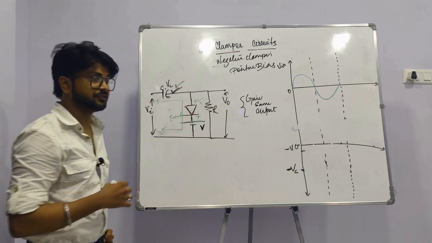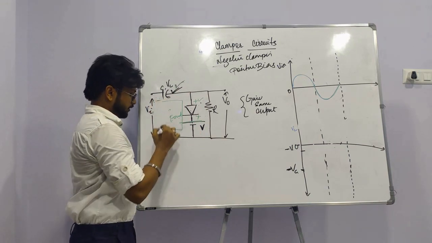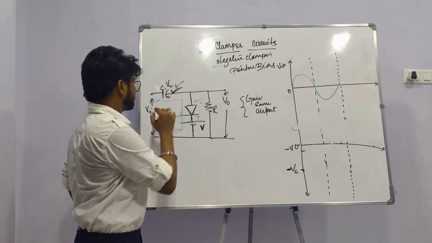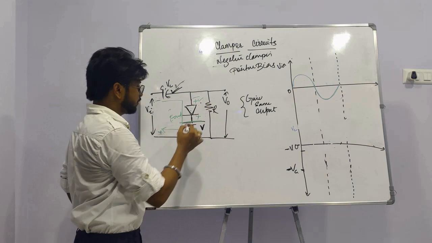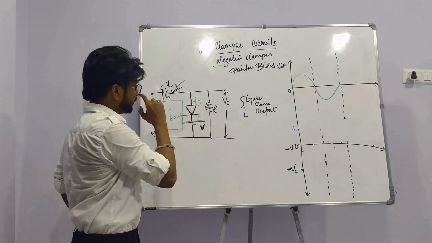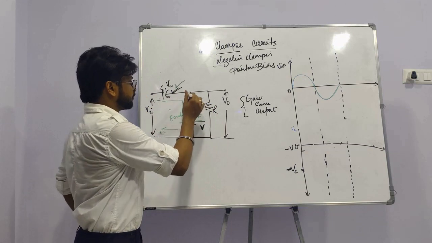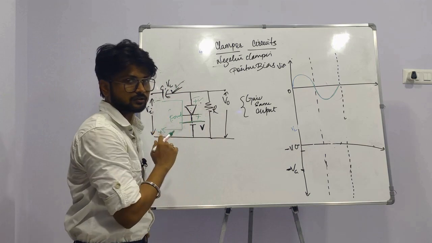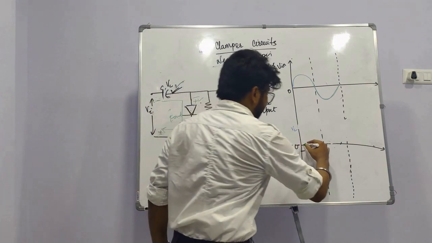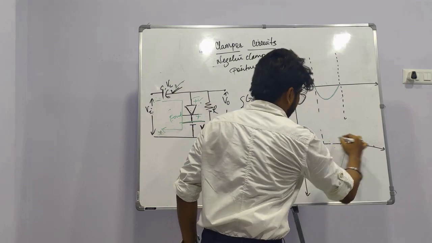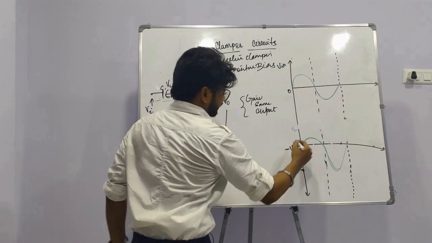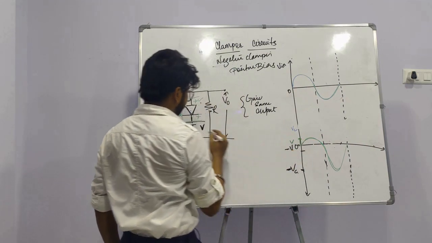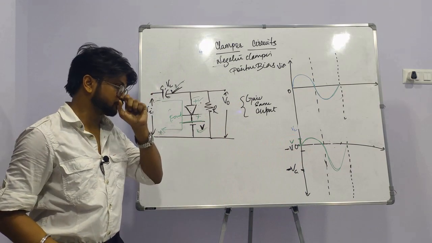And also in the negative half cycle, it remains in forward bias condition because the negative is connected to the positive of the diode and the positive is connected to the negative of the diode. Therefore, for the entire case, the circuit remains in forward bias condition. Therefore, the circuit behaves in this manner. And this peak is V, which is the DC voltage source.